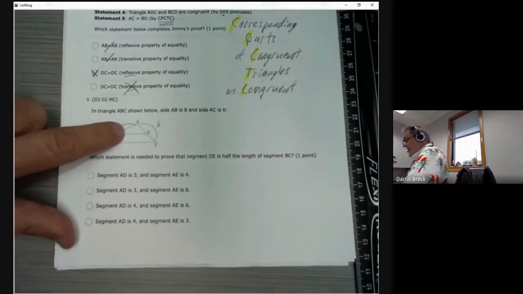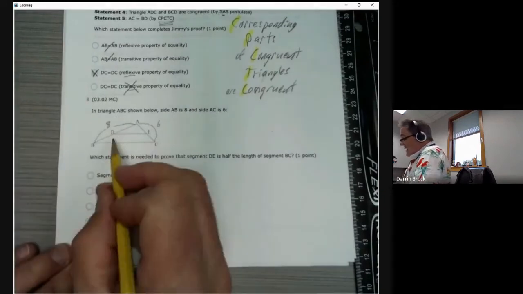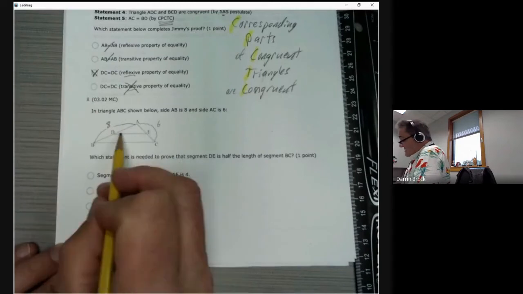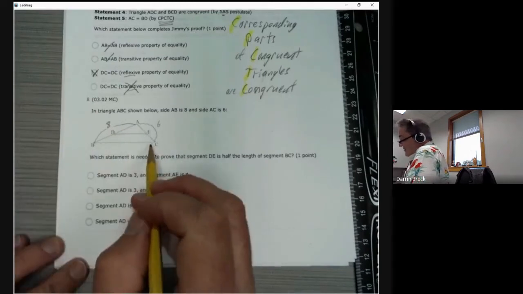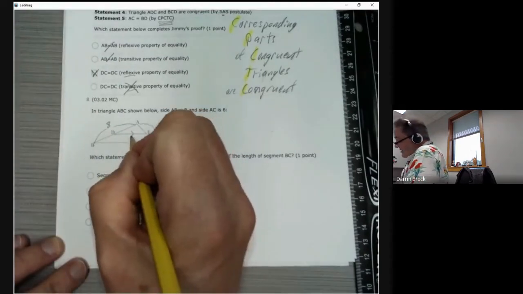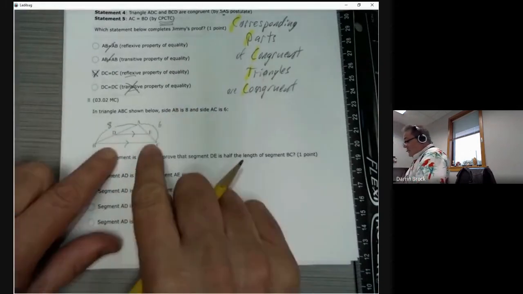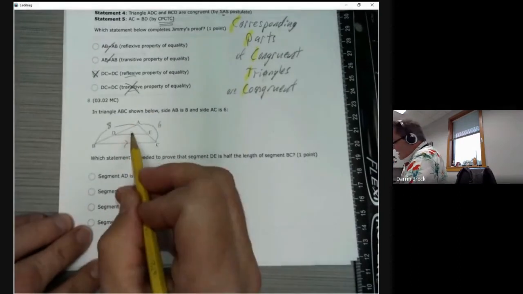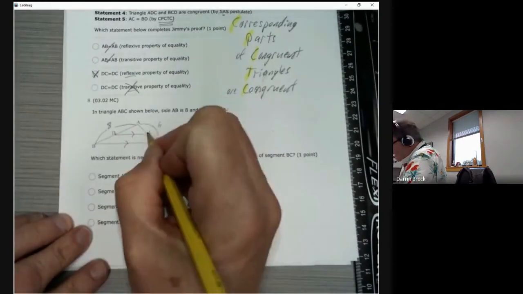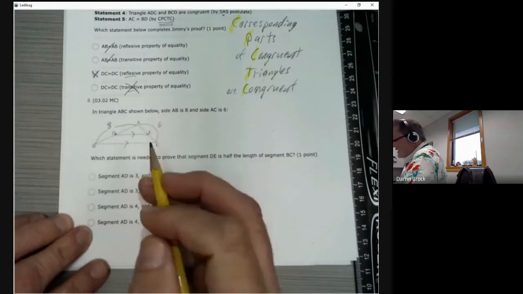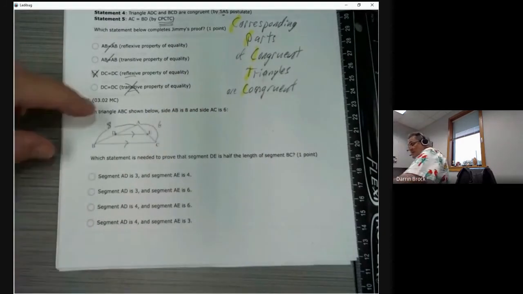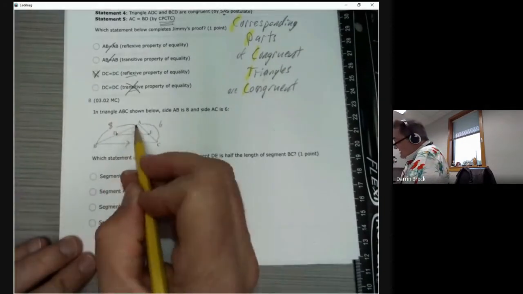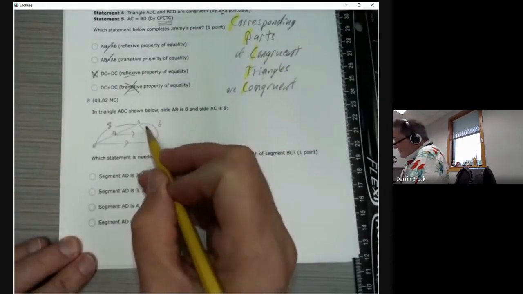If that would be half the length, that would make this a mid-segment, because in triangles, remember, a mid-segment is half the length of the other side, the third side. And it would be parallel. So how can we prove that that's a mid-segment? Well, for that to be a mid-segment, these have to be midpoints. D and E have to be exactly in the middle of the sides they're on. So D has to be in the middle of AB. E has to be in the middle of AC.